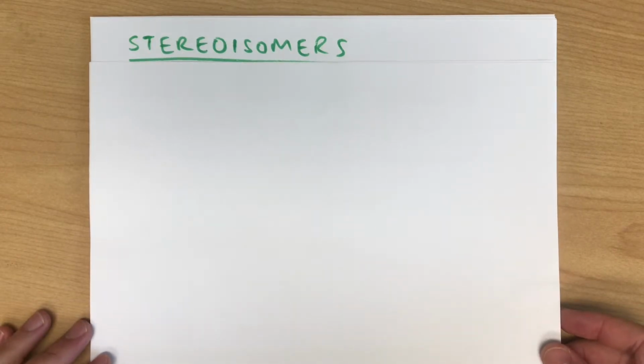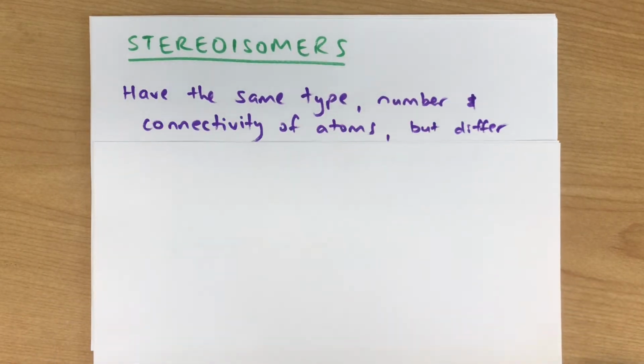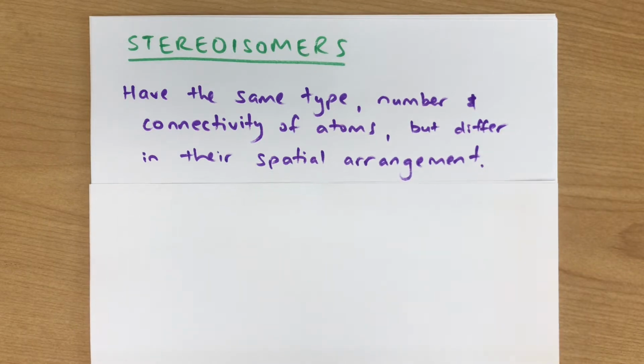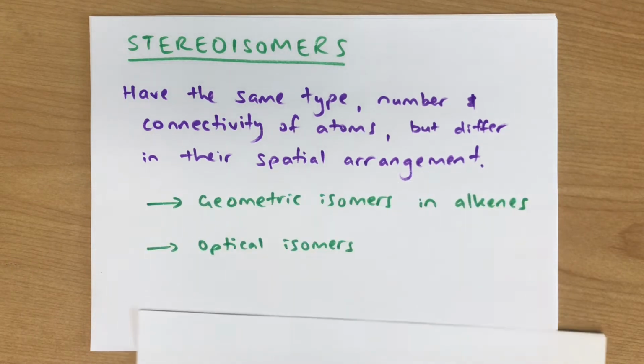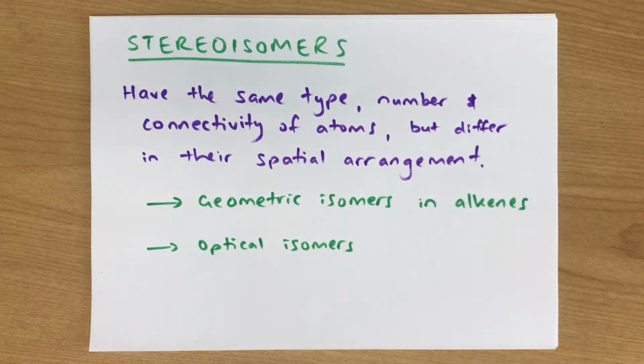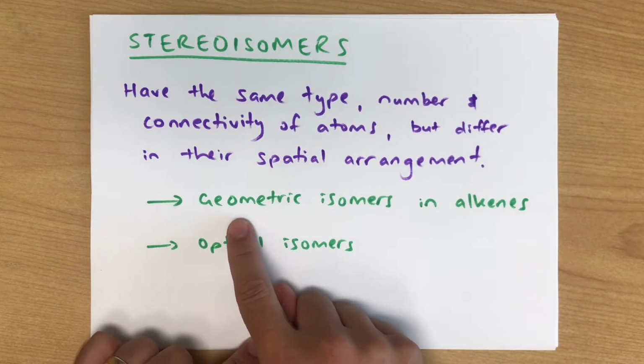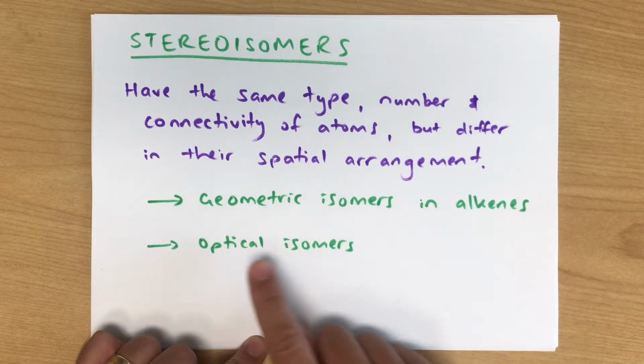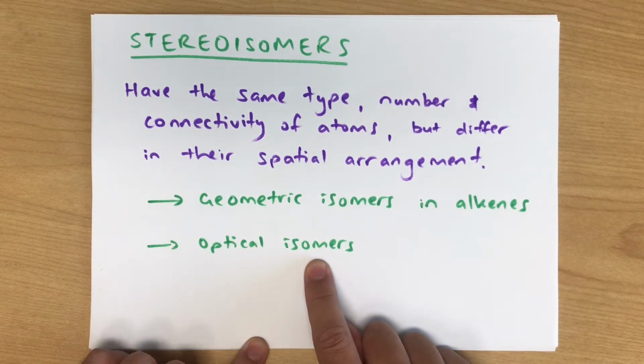Alkenes can form what's called stereoisomers. Stereoisomers have the same type and number of atoms and also the same connectivity. They're all connected in the same way, but they differ in their spatial arrangement, meaning they occupy three-dimensional space differently. There are two different types of stereoisomers, geometric isomers and optical isomers. Only the geometric isomers apply in alkenes. We'll save optical isomers for another video.